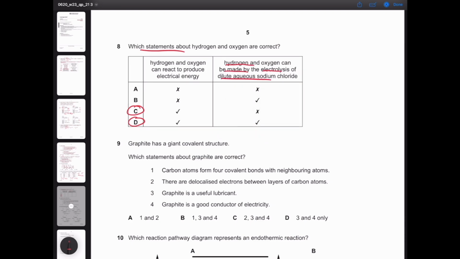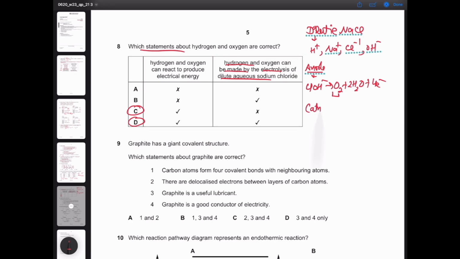When you do electrolysis of dilute NaCl, you have H plus ion, Na plus ion, Cl negative ion, OH negative ion. Since it's a dilute solution, we know that at the anode, this equation forms. I'm sure all of you are aware of this equation. So oxygen is obtained using this. And at the cathode, we have the rule, the less reactive ion gets discharged, which is 2H plus. So 2H plus plus 2 electrons giving hydrogen. So the answer should be D.